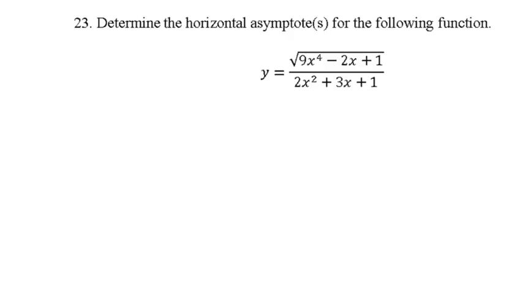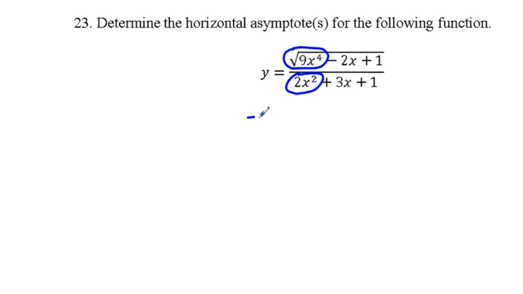Next, a lot of people had problems with this one. 23, determine the horizontal asymptotes of the following function. Well, the only thing we care about is the highest power in determining what's going on here. If we take this 9x to the 4th inside a radical in the numerator and this 2x squared in the denominator, let's look at that.